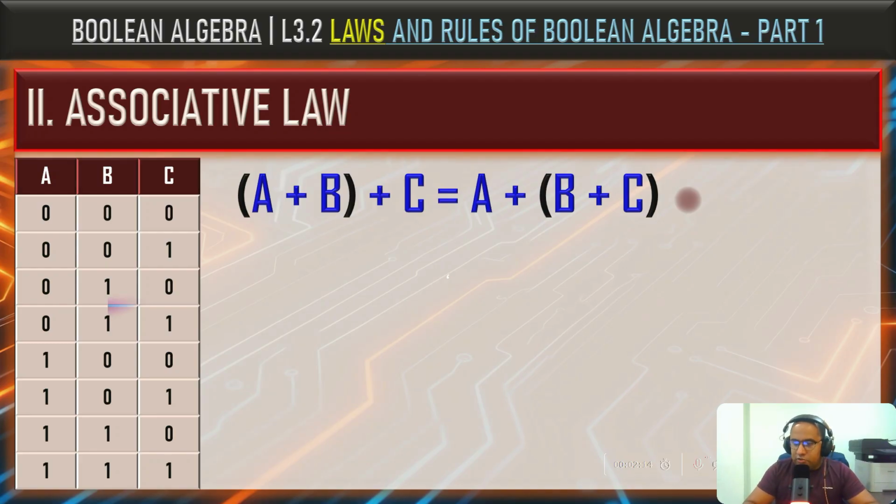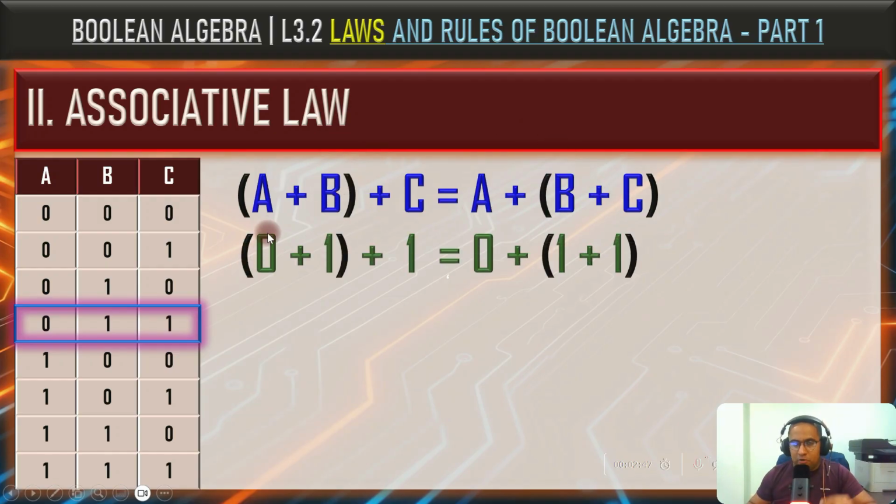For example, let's choose this combination, that is 0 to the variable A, 1 to the variable B, and 1 to the variable C. Now let's assign each logical value to its corresponding variable in the expression, like this. Now let's perform the operation.